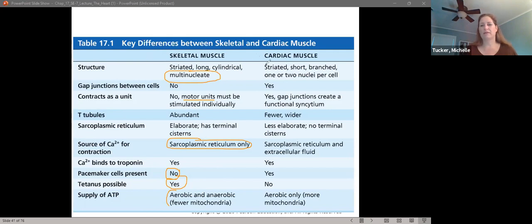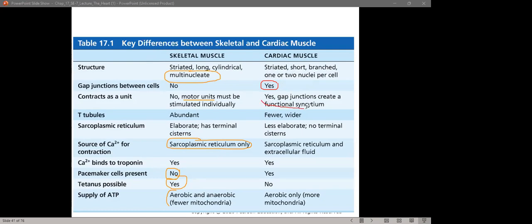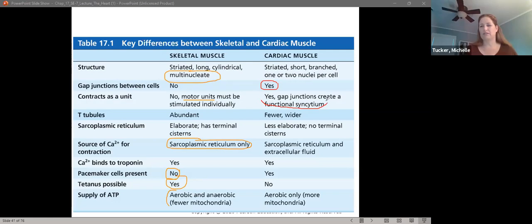For cardiac muscle, these are much smaller cells. Skeletal muscle fibers could be up to 30 centimeters in length. These cells are much smaller, so they only have 1 or 2 nuclei. They are connected by gap junctions. These gap junctions allow ions to flow and depolarize adjoining cells. These gap junctions allow each chamber to contract as a functional syncytium.